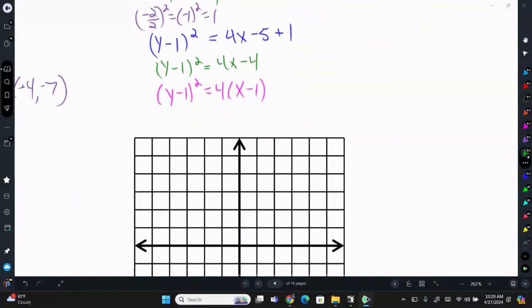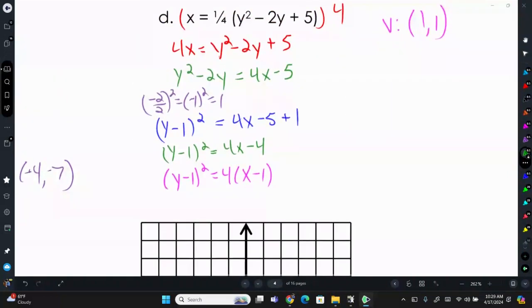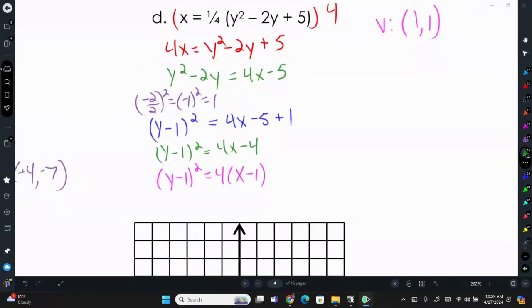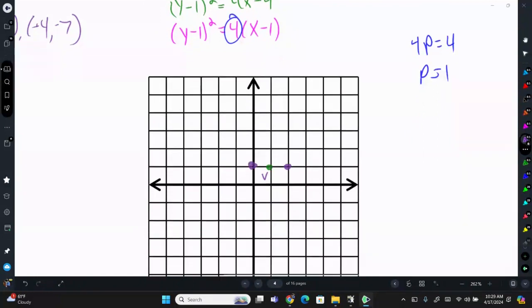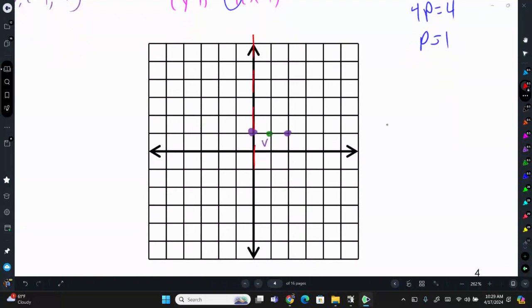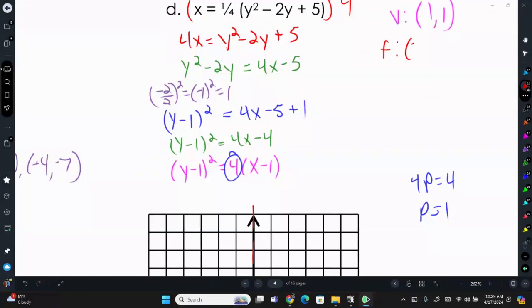So I'm going to go ahead and plot that. Since y is squared, it's going to open left or right. Our p-value, 4p equals 4, p is equal to 1. So since our p-value is 1, from our vertex, we're going to go right 1, that will be our focus, and then back 1 to the left 1 will be our directrix. So the focus is going to be 2, comma 1.